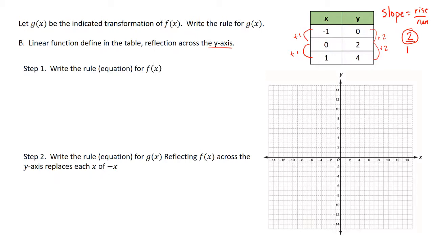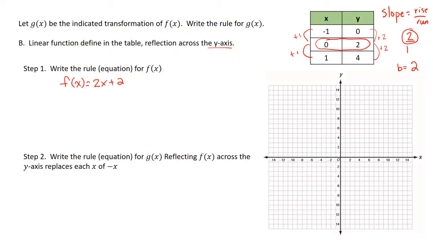And remember, our y-intercept is what is y when x is 0? Well, x is 0, y is 2. So we know that b is going to be 2. So the equation for f of x, the one that we have right now, f of x is equal to 2x plus 2. All right, so there's our first equation, and now we have to figure out what to do.